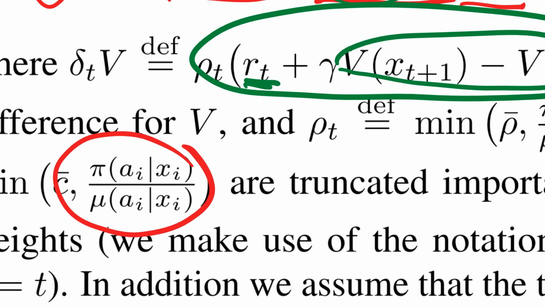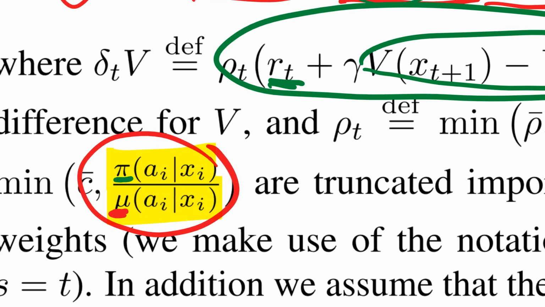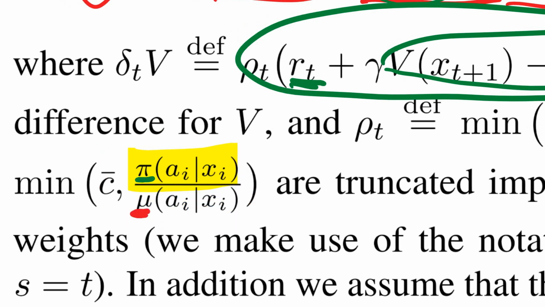These V-trace corrections are a ratio between pi and mu. And pi is the policy of the learner, that is the current policy. And mu is the policy that has been used to generate the episode. And this is truncated by a minimum. And usually the c bar is 1.